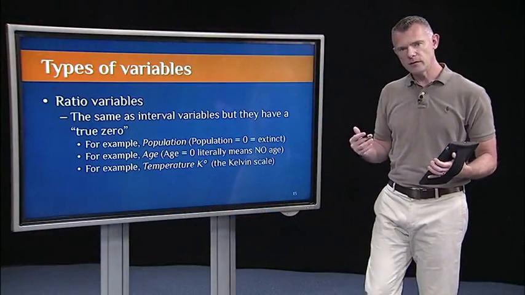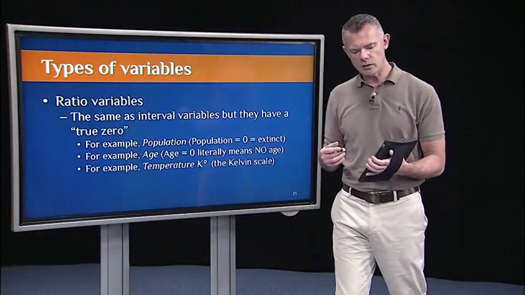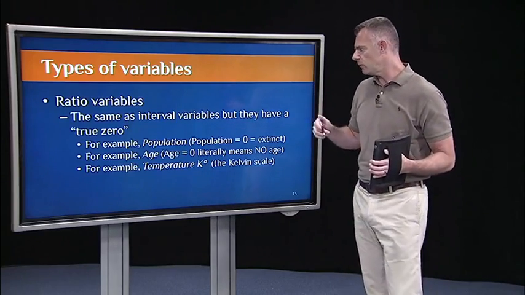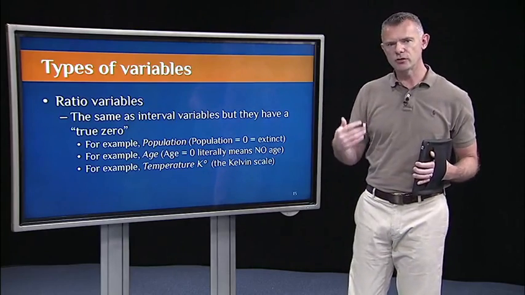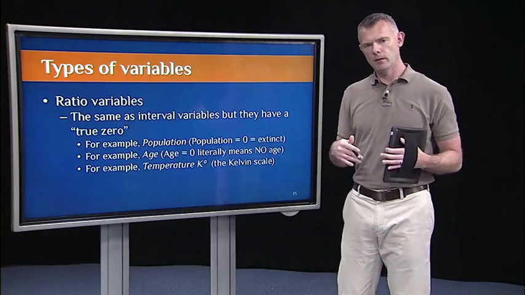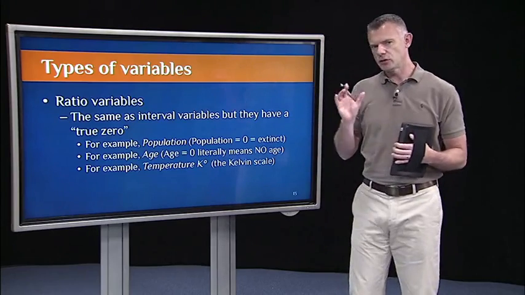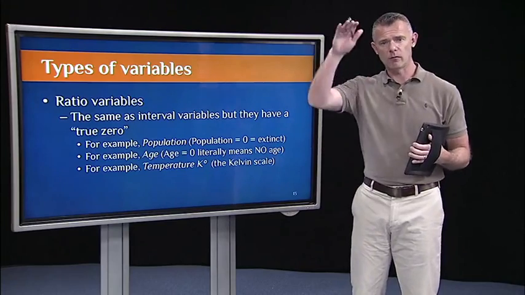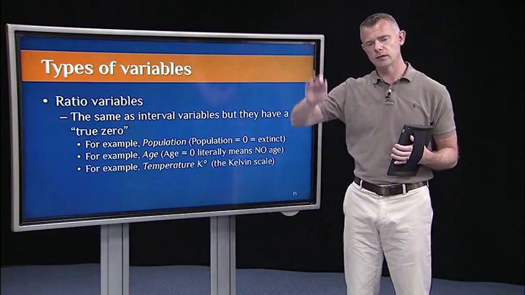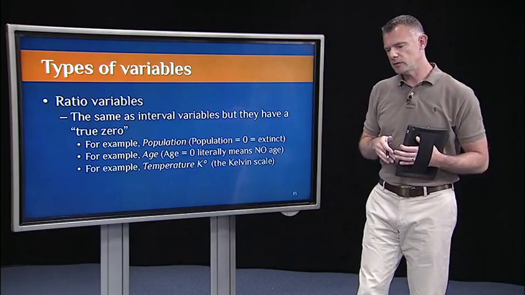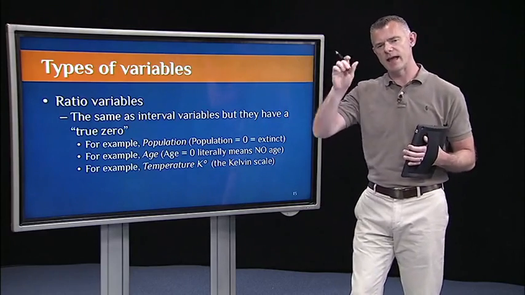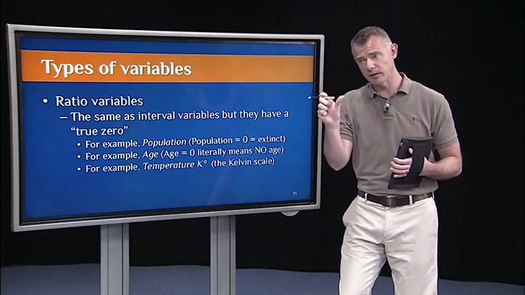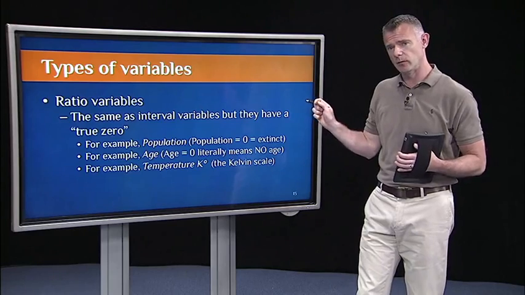Okay, the final type of variable is a ratio variable. This is the same as interval, but they also have a true 0 point. So what I mean by a true 0 point, so let's take population. When I talked about ranking the different countries, all I was doing is ranking them. I wasn't talking about the actual populations. If I wanted to look at the actual population, population is a ratio variable.